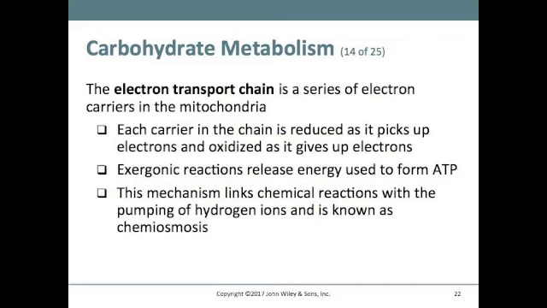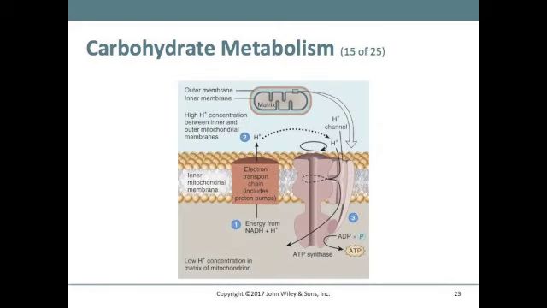Moving on to the next slide, the electron transport chain is a series of electron carriers in the mitochondria. Each carrier in the chain is reduced as it picks up electrons and oxidized as it gives up electrons. Exergonic reactions release energy used to form ATP. This mechanism links chemical reactions with the pumping of hydrogen ions, known as chemiosmosis. This is figure 25.8 on page 1010. And in chemiosmosis, ATP is produced when hydrogen ions diffuse back into the mitochondrial matrix.